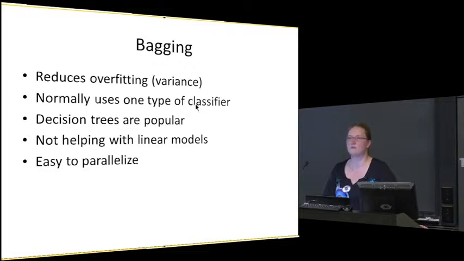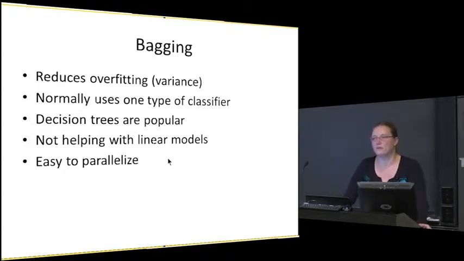But there is nothing hindering you in principle from doing this with support vector machines. It's just going to take a lot of time. And you need to find a way to make them different, right? So decision trees are popular as the choice. Bagging doesn't help with linear models, though. Why not? A linear model just has a straight line as a decision boundary.